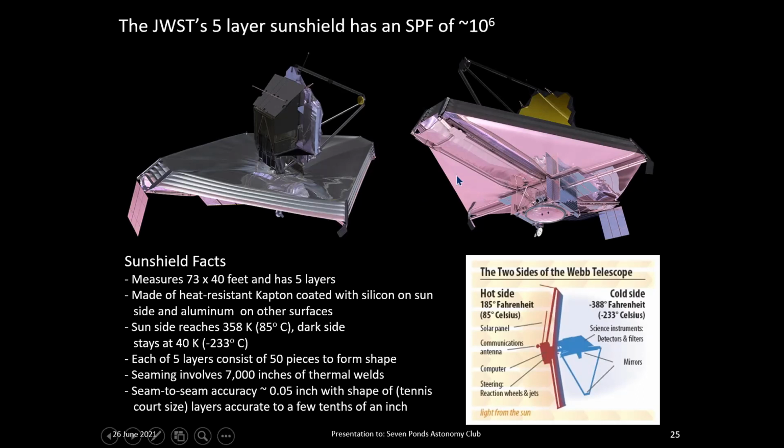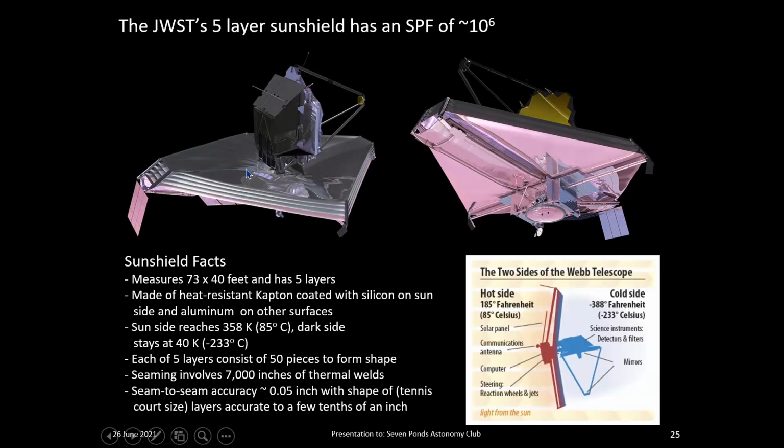The sun-facing surface is coated with silicon, so it actually looks pink in real life. And all the remaining layers in the opposite surface of that first layer are coated with vacuum deposited aluminum. And as you can imagine, the hot side, the sun-facing side, is pretty hot, 85 C, and the cold side is very cold, minus 200 C.